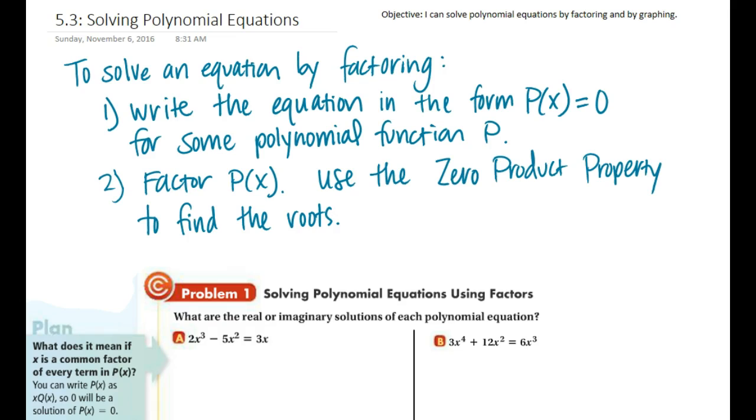First thing we want to do is write the equation in the form p of x equals 0, which means we set the polynomial equal to 0, and p just stands for some polynomial function. After that, we want to factor p of x by using the various methods we have learned in the past, as well as one new one I'm about to teach you in a second. Once you factor, you want to use the zero product property to find the roots, which means you set each of the factors equal to 0 and solve for the variable.